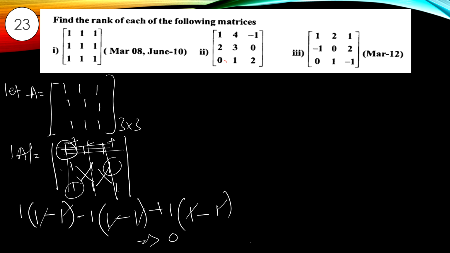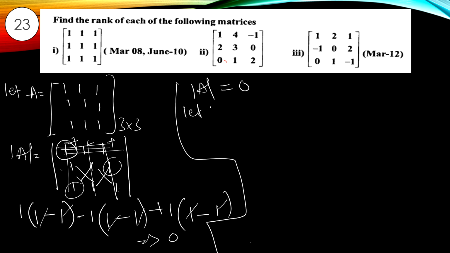What I said previously: if the determinant of a 3 by 3 matrix is equal to 0, then we need to check for the submatrix, right? So consider the submatrix, and assume that as a matrix B. Let B be [1 1; 1 1]. I'm taking the submatrix of this first matrix, see here.